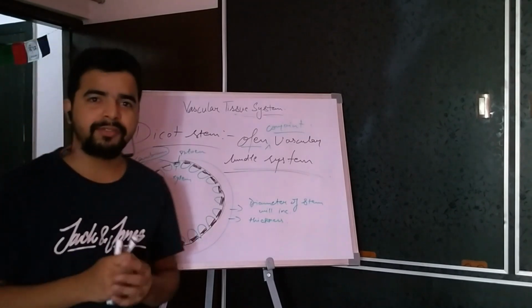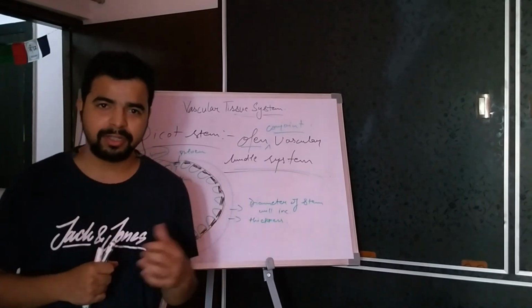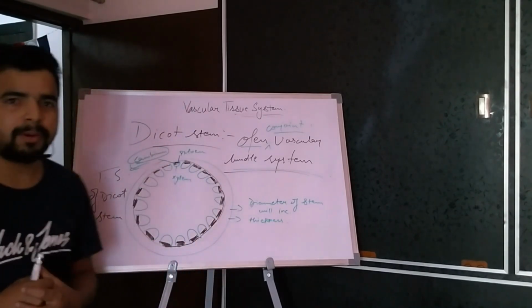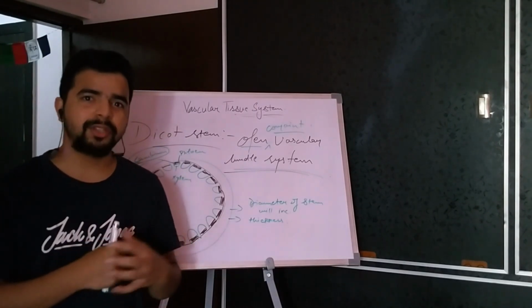So these are the major differences between monocot stem and dicot stem, and we also discussed the arrangement in root. So this is all from this video.